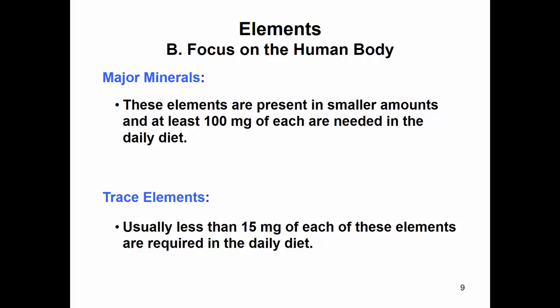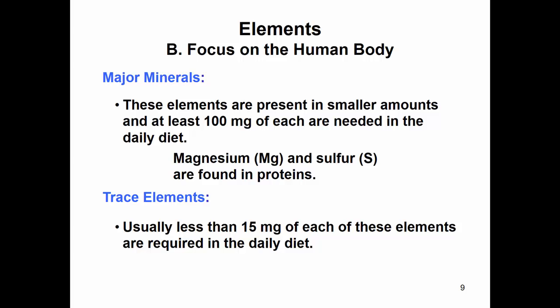Major minerals are elements that are present in smaller amounts in the body, but we need at least 100 milligrams of these in our daily diet. And then we also have some trace elements that are found in our bodies, but we need less than 15 milligrams of these in our daily diet, so we just need a trace amount. Okay, some major minerals are things like magnesium and sulfur, and these are found in proteins.